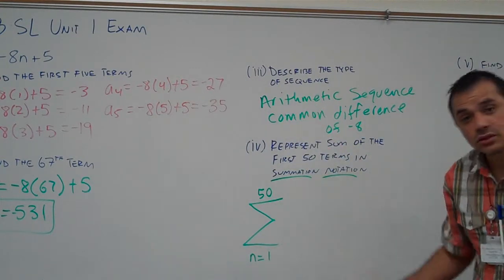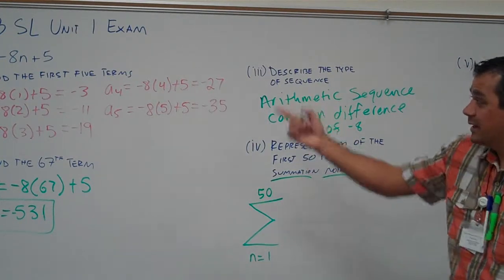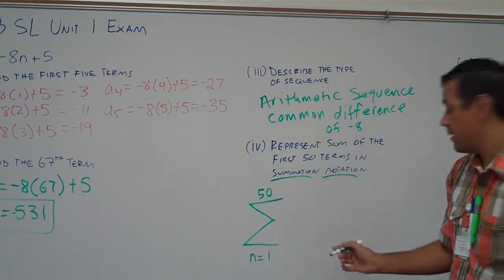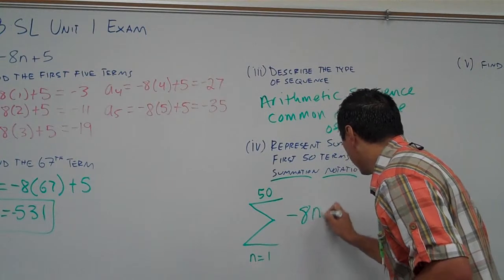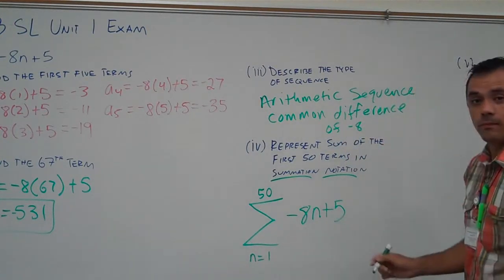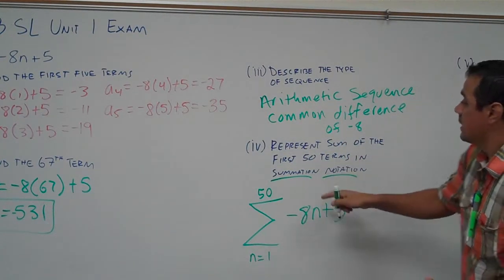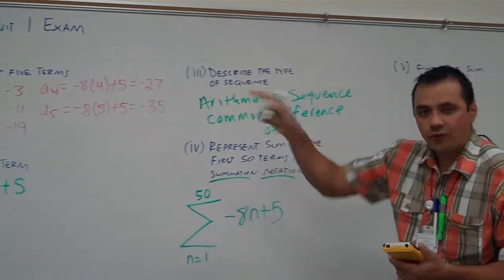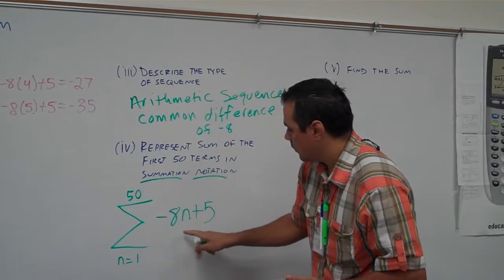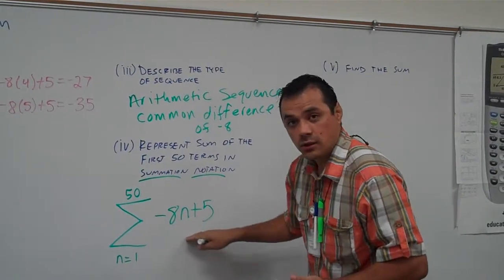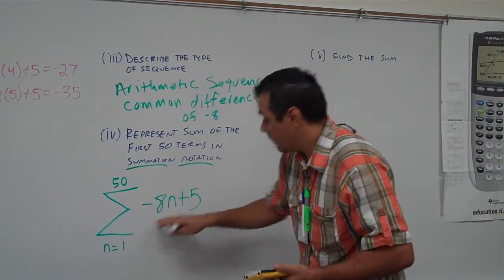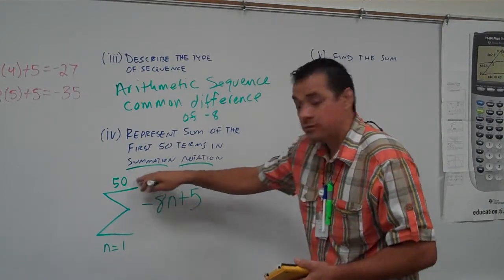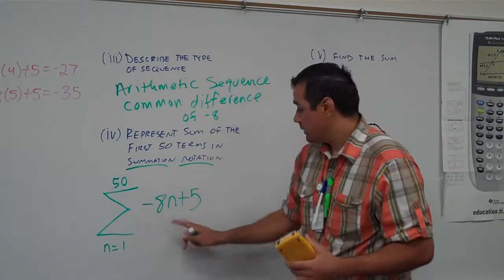Well, they actually gave it to you already, so you don't have to actually find it. It's there. They said that, remember, your equation was a sub n equals negative 8n plus 5. So boom, there it is. This is the representation in summation notation of the first 50 terms of this sequence. Notice this says, take this sequence, plug in the number 1, then plug in 2, plug in 3, 4, 5, 6, 7, all the way up till you get to 50 and add them all up. That's what this is telling you.